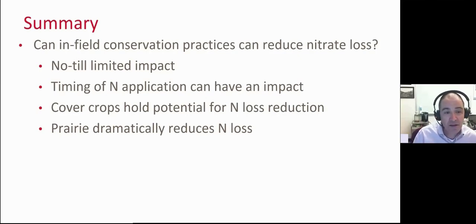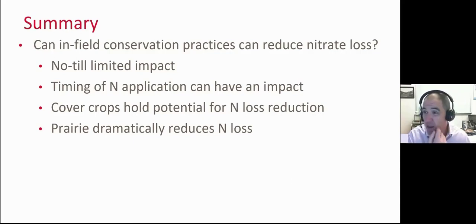So one of the things that we often think about is no-till from an infield conservation practice standpoint. I think from a nitrate loss perspective, that would probably be a practice that we might say has limited impact, or that impact might vary over time. If we think about timing of nitrogen, I think we can see an impact, but again, that impact is going to vary depending on where we are in the Corn Belt and the type of year that we have.